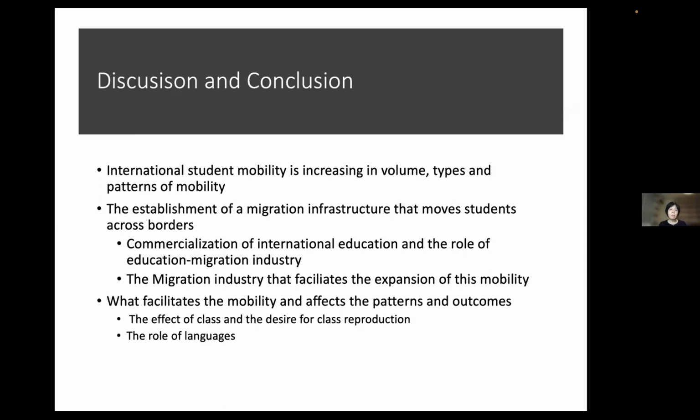The concept of migration infrastructure is that we can think of the infrastructure, the roads, the bridges, and all these constructions that make mobility possible. And in order to move students, we also see this kind of migration industry, university agreements, a commercialization of international education, and the role of the education migration industry. I'll just show you one example.